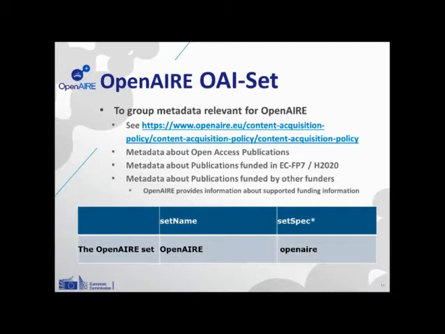So let me continue where we stopped. It was about the OpenAIRE OAI set we introduced in order to group publication metadata which have specific properties. So we introduced a set name called OpenAIRE to group elements that describe open access publications or that are publications as an outcome of an EC-funded project or an outcome of a project funded by any other funder.